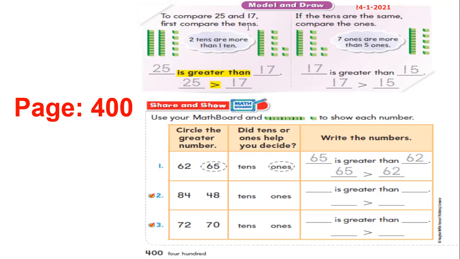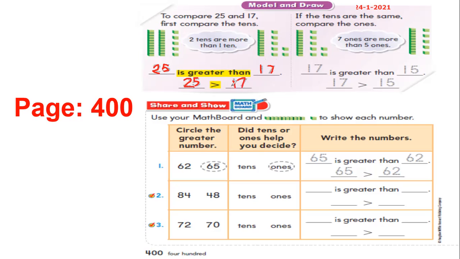This is the same that I have explained to you before. We are going to compare the tens and the ones when there are two numbers. So, as you can see here, the first one we are going to compare the 25 and the number 17. Look at the models here. When you see the models, you know that this is two tens and five ones. And here we have one tens and seven ones. So we have the number 25 and 17.